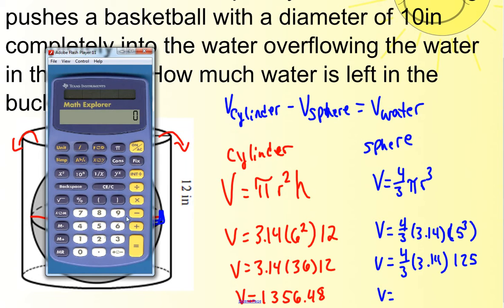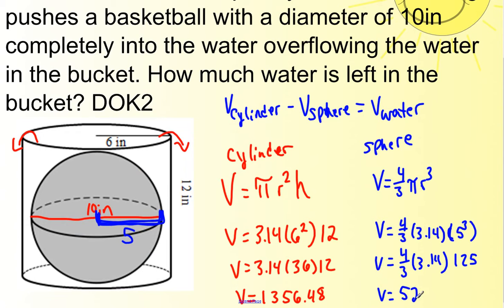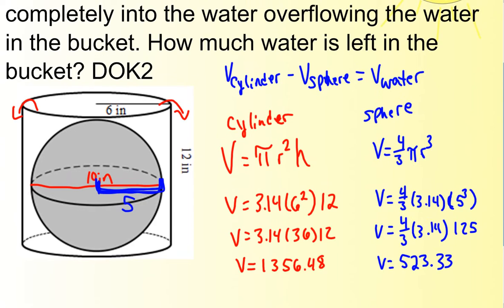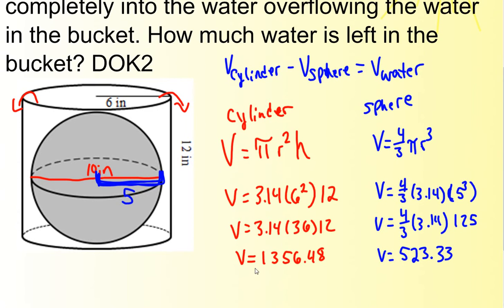4/3 times 3.14 times 125 equals. All right. Now, to do 4/3, I'm just going to take 4 divided by 3 times 3.14 times 125, which gives 523.3 repeated.